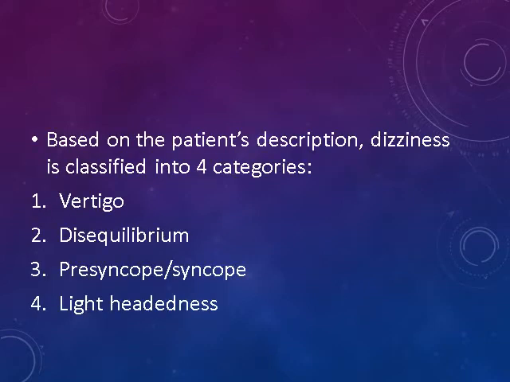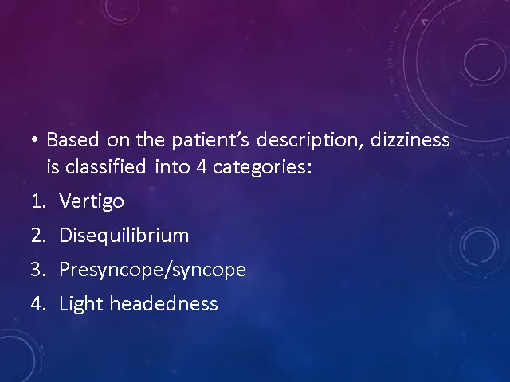Dizziness is classified into 4 categories: vertigo, disequilibrium, presyncope or syncope, and lightheadedness. How do we define each of these categories? Vertigo means true spinning. Whenever the patient describes vertigo, there must be true spinning or rotation of the surroundings. Whenever we say true vertigo, there must be nystagmus. True vertigo means spinning, means rotation, means nystagmus.